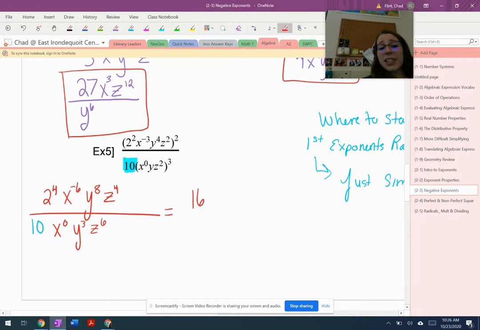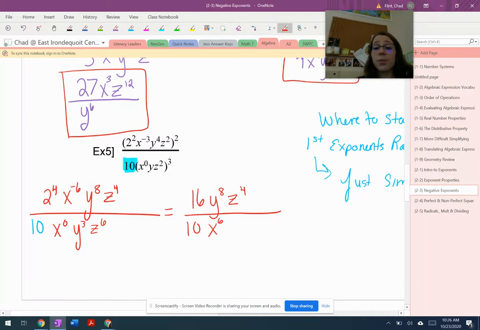X to the negative 6, that's a negative exponent. No me gusta those negative exponents. That's got to get pushed down to the bottom. I still have 10 on the bottom, though. So x to the negative 6 on the top goes down to the bottom and turns to a positive. My y to the 8th can stay on the top, as can my z to the 4th, because those are both positive exponents. Now to my bottom.